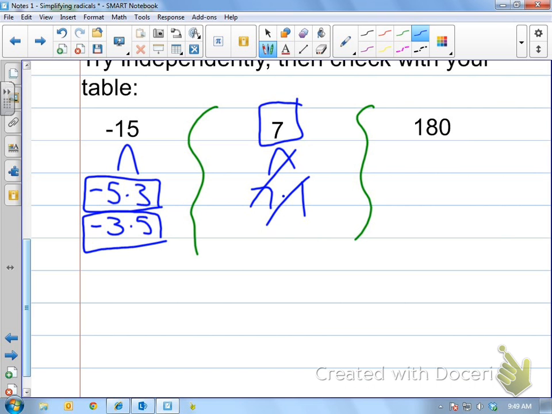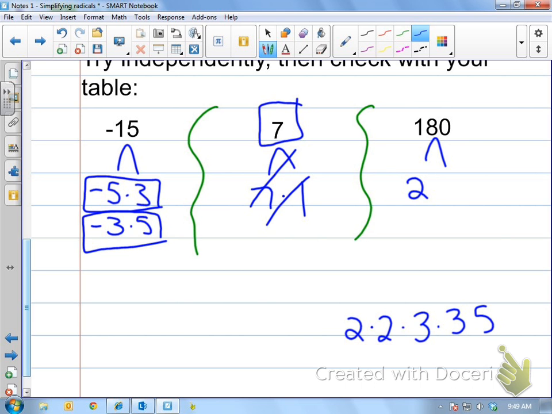And then 180. Adam, what did your table do for 180? We did 2 times 2, then times 3, and then times 3, and then 5. So that's your final answer: 2 times 2 times 3 times 3 times 5.